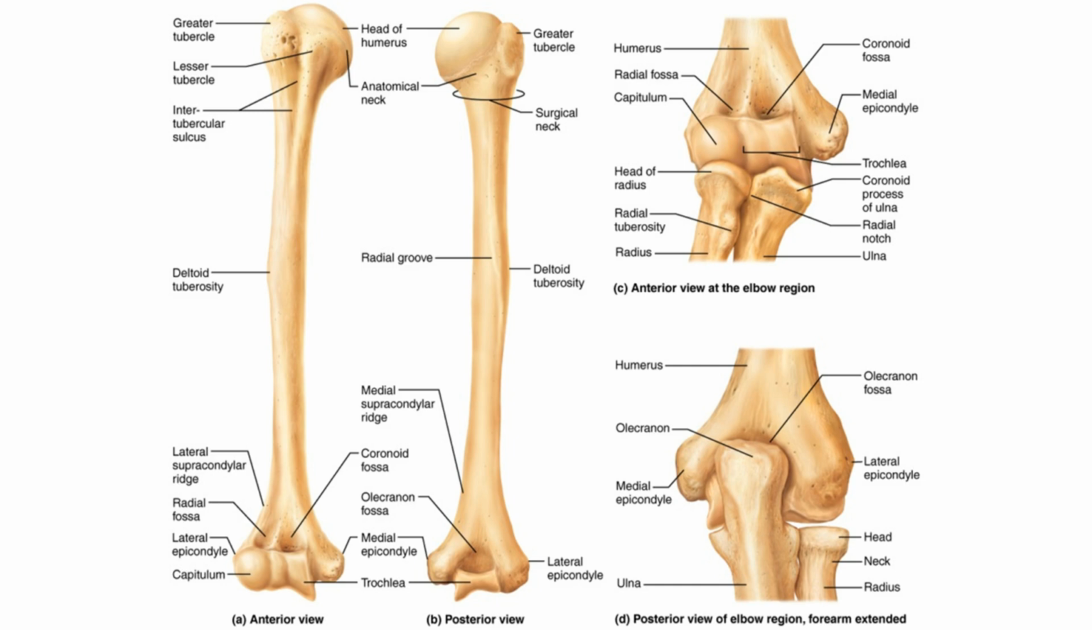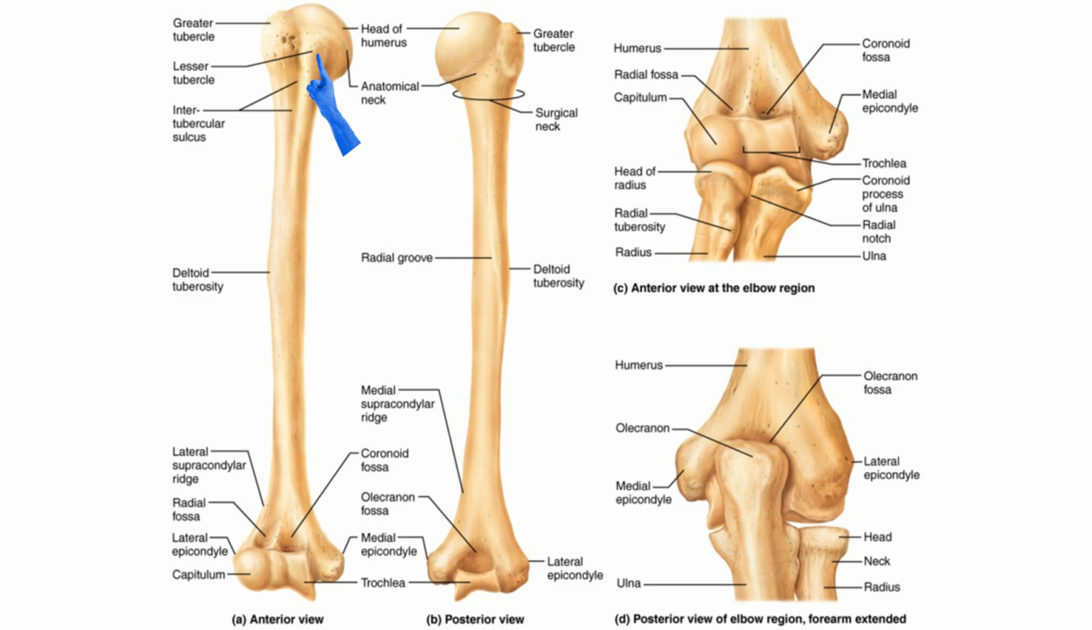First, locate the head. This smooth, rounded surface must face medially to fit into the glenoid cavity. Just below it is the anatomical neck, the site of the old growth plate, and the surgical neck, a frequent spot for fractures. On the proximal end, identify the greater tubercle. It's the largest and sits most laterally. Next to it is the lesser tubercle, which faces medially.